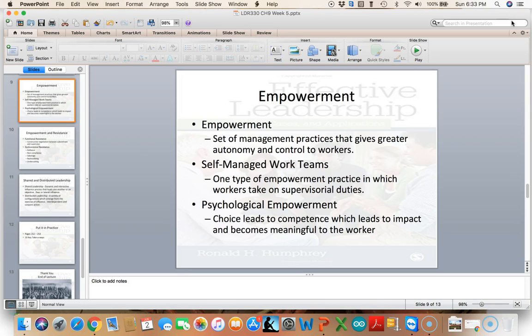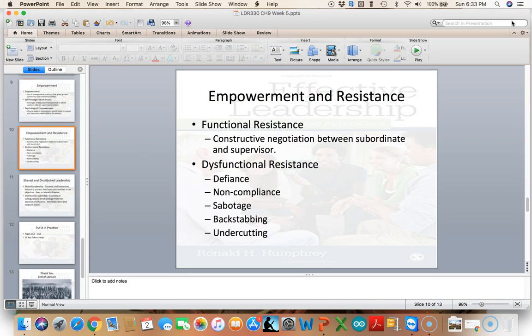And let's move further and let's talk about empowerment and resistance. Functional resistance is constructive negotiation between a subordinate and a supervisor. If there is a better way to do something, then that's good. If the supervisor doesn't have time to speak to you and you press the issue, and you get shut down harshly, you may learn a lesson from that and come back at another time and be able to put that forward.